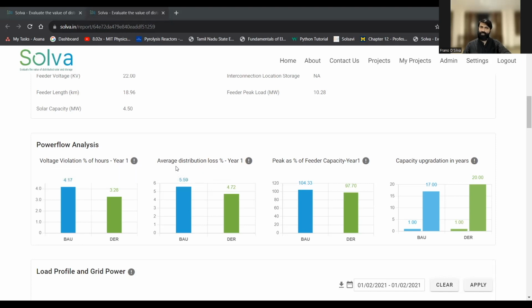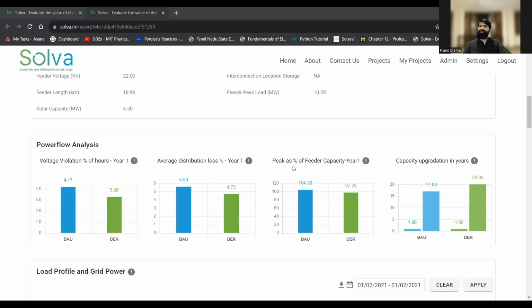For the average distribution loss percentage, we see that in the BAU case, we have 5.59% loss that has taken place. While with the integration, we see that the distribution loss percentage has reduced and is 4.72 in the case that the solar has been integrated on the network.